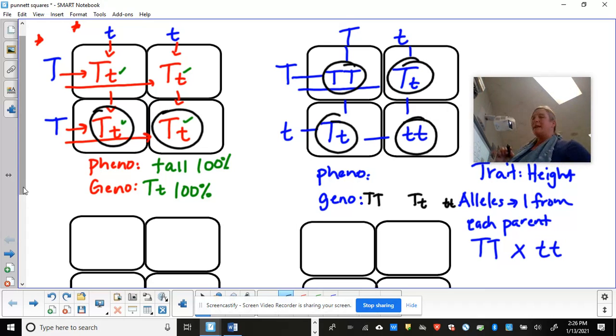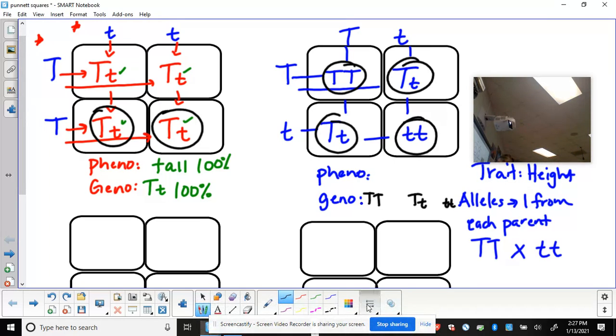Well, how often did big T, big T occur? Yep, it occurred 25% of the time. Big T, little t, 2 out of 4, which is 50%. And then little t, little t, 1 out of 4, which is 25%. Note your percentages should always add up to 100.